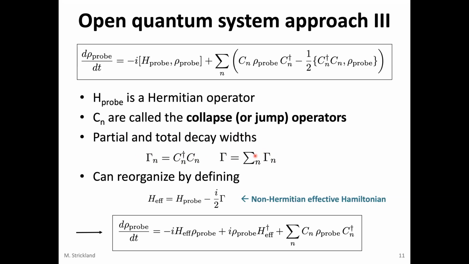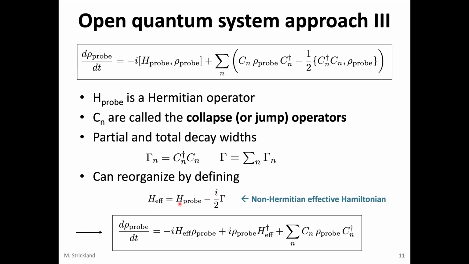It turns out that an efficient way to reorganize this is, instead of writing things in terms of this Hermitian operator H probe that's up here, to write it in terms of some effective operator, so we can see what's going on in the physics, which is H probe minus this instantaneous, well, the total decay width, right? So what's happening now is we've pulled in some part of the decay into the Hamiltonian, and now this thing is non-Hermitian.